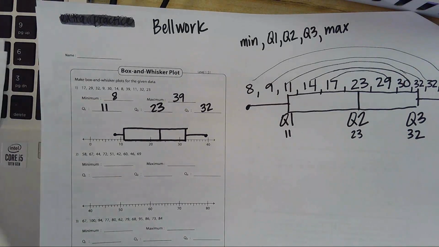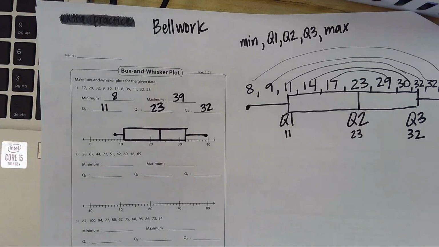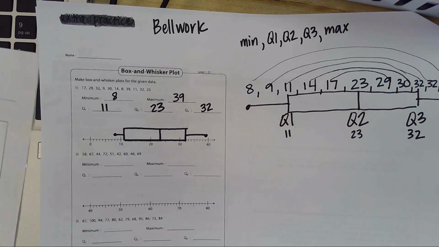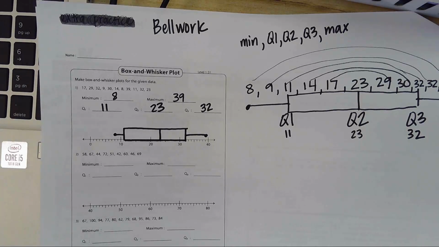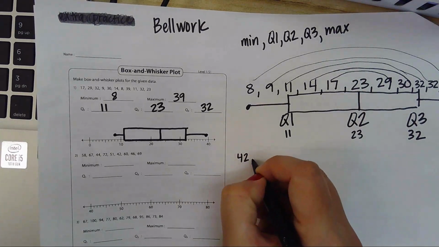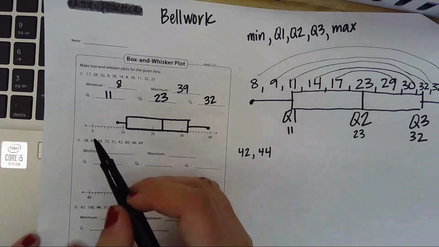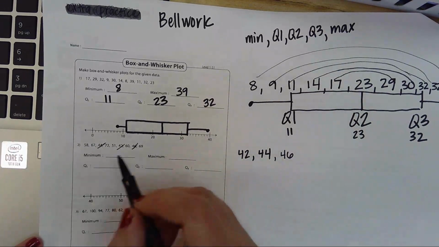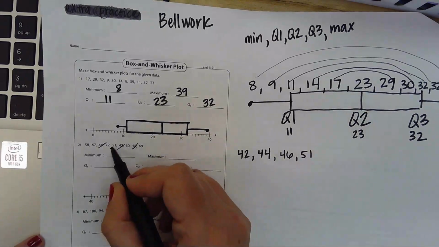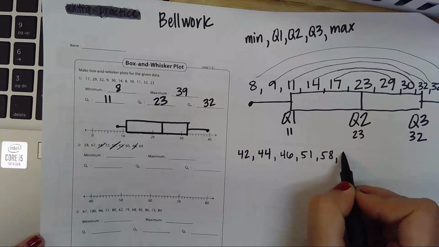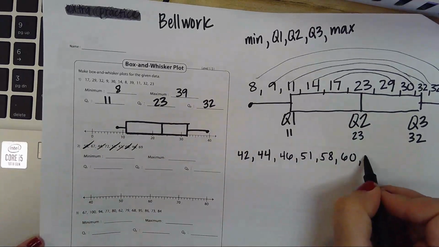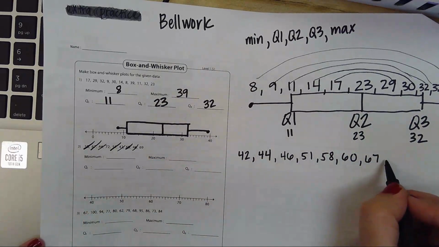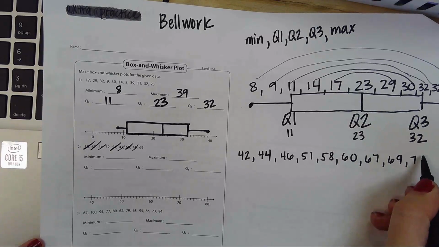Solving number 2. Let's get after it. Y'all gonna tell me what's from least to greatest, or am I gonna have to wait patiently? 42, 44, 46, 51, okay, 58, okay, 60, okay, 67, 69, 72. Thank you for waiting patiently.